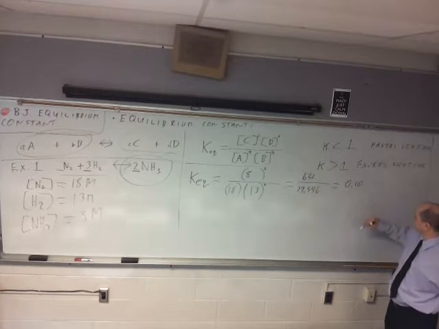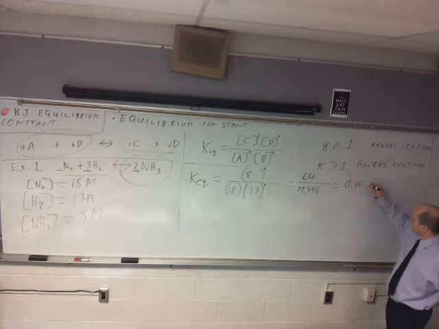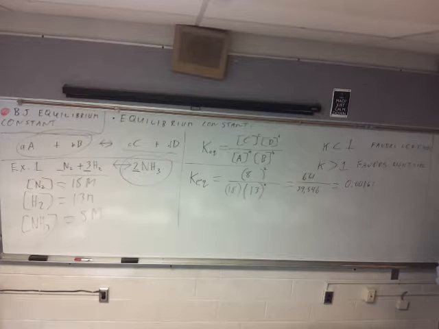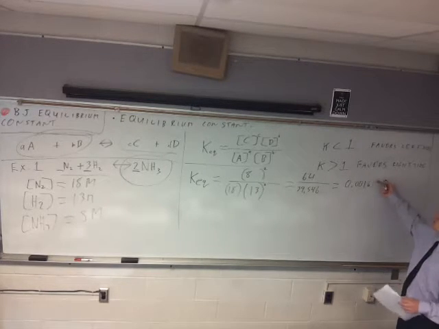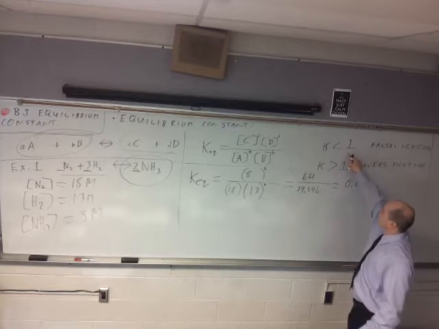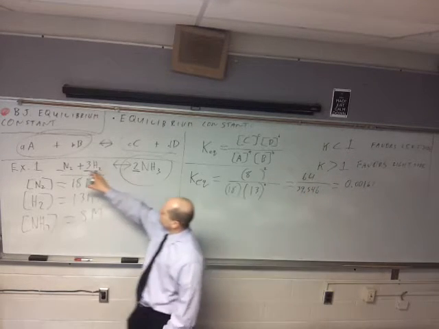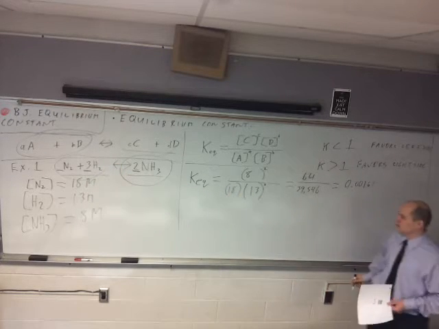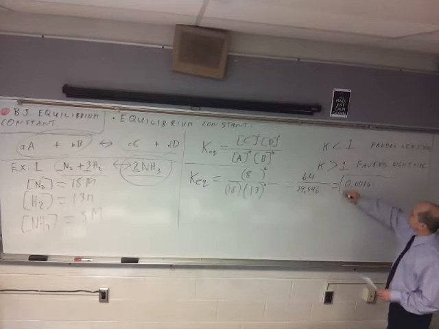0.001, what's after that? 6, 1. There we go. So a tiny number. And look, what does this tell us? K is less than 1, so that means it favors the left side. There's a lot more of the things on this side than there is of the things on this side. That's how this K thingy works. So there's our answer.